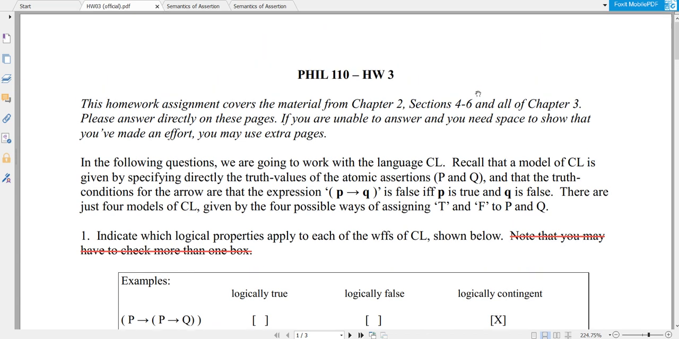Hey logicians, this is your Professor O'Million Chuck here to talk to you about homework 3 and how to do it. Alright, so this one's actually kind of tricky. I'll go over some of the tricky parts.